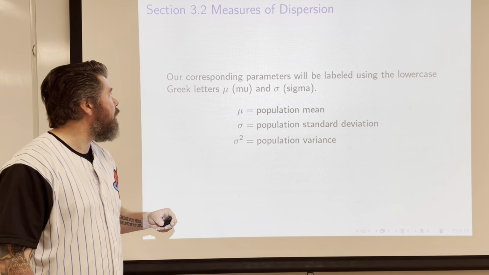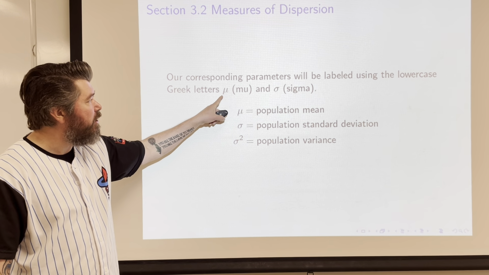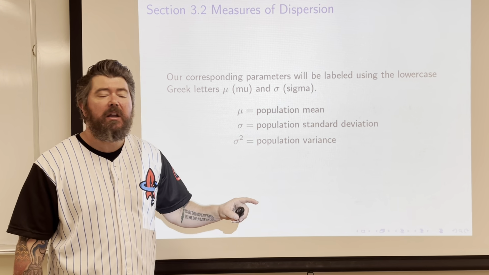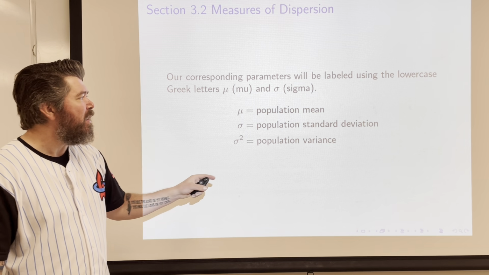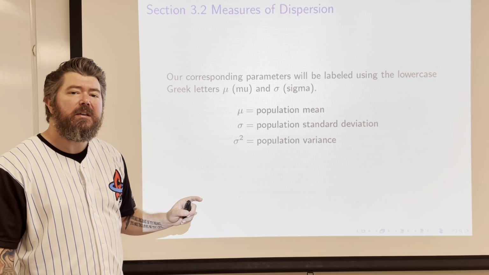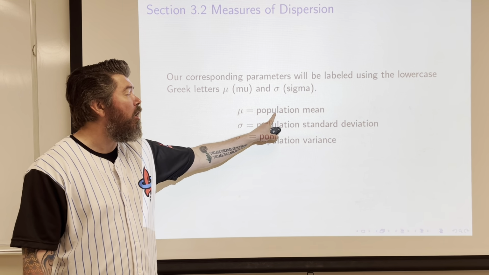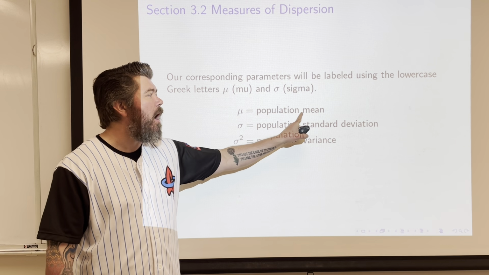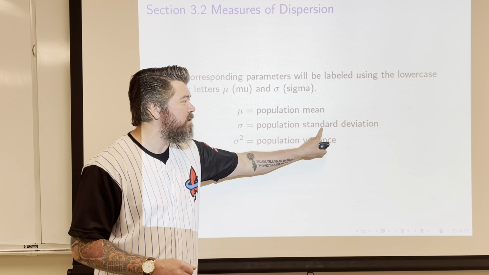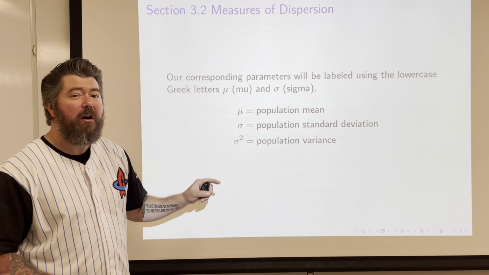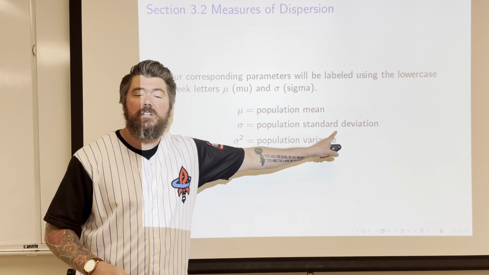Will be labeled using the lowercase Greek letters mu, which is kind of like a U with a little tail in the front, and the lowercase letter sigma, and this is like a cursive O almost. Here. And mu, we use mu because it starts with M, and so that's going to represent our mean. However, it's going to represent our population mean. So mu is our population mean. Sigma, you guessed it, it starts with an S, so it's going to represent our standard deviation. However, it's going to be our population standard deviation.